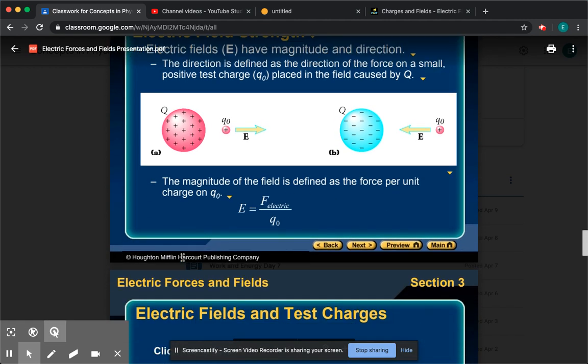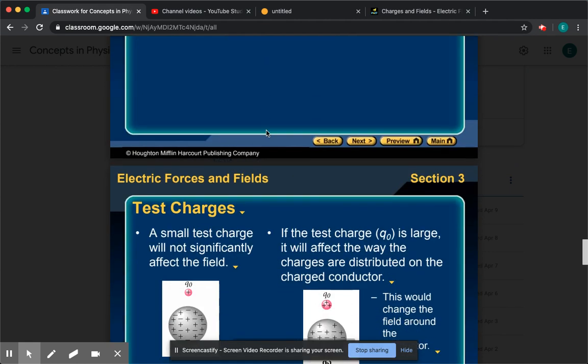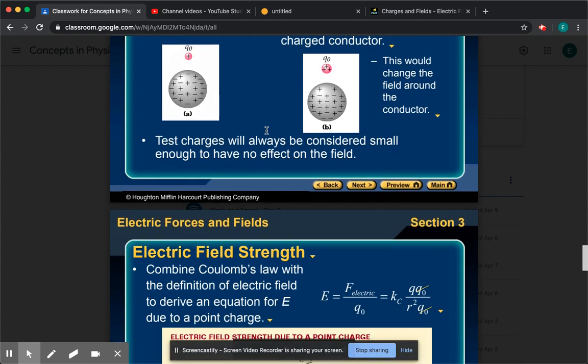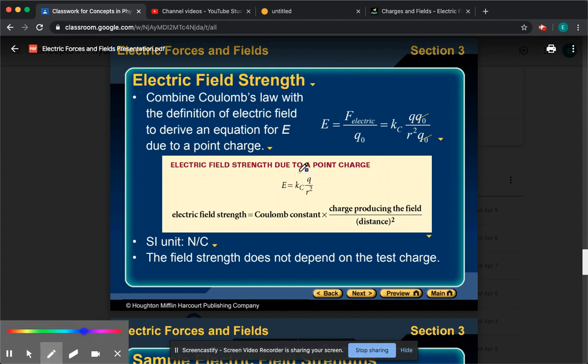The magnitude of it can be calculated with this equation. So this is the new equation we're learning for this section, okay? It's that the electric field strength is equal to the electric force divided by the charge, and that actually gets rearranged a little bit, okay? That's right here, okay? So if you plug in the equation from the previous section for F electric, you can cancel some things out and you get a new equation. And this is that new equation here.